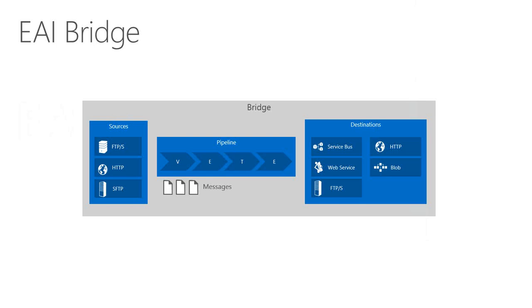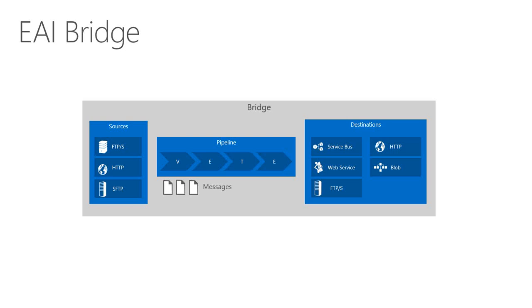So what Microsoft did to support this is come up with an EAI bridge. So what an EAI bridge does, it gives you the ability to connect to endpoints that are either in the cloud or they're on-premise, right? So you have source that could be anywhere. You could have destination that could be anywhere, on-premise, in the cloud, and you have pipelines in the middle that are able to mediate and transform and validate those messages and move it between those two endpoints. So that is what an EAI bridge provides.